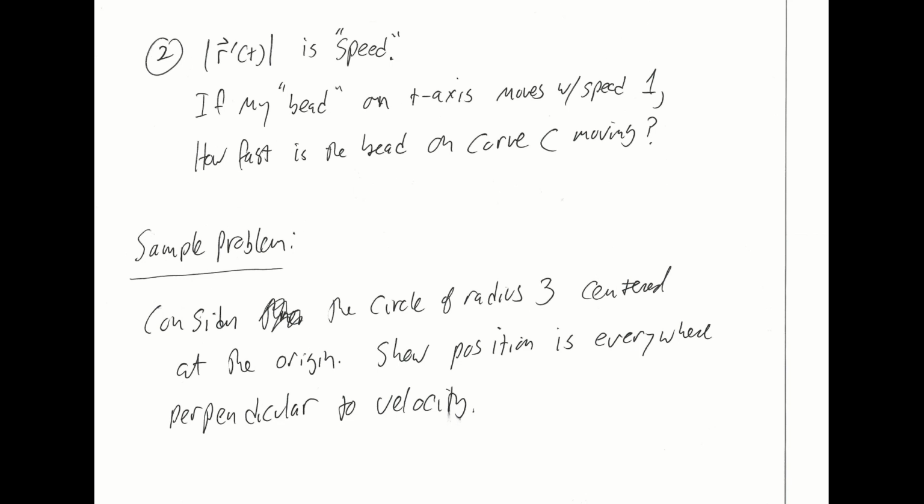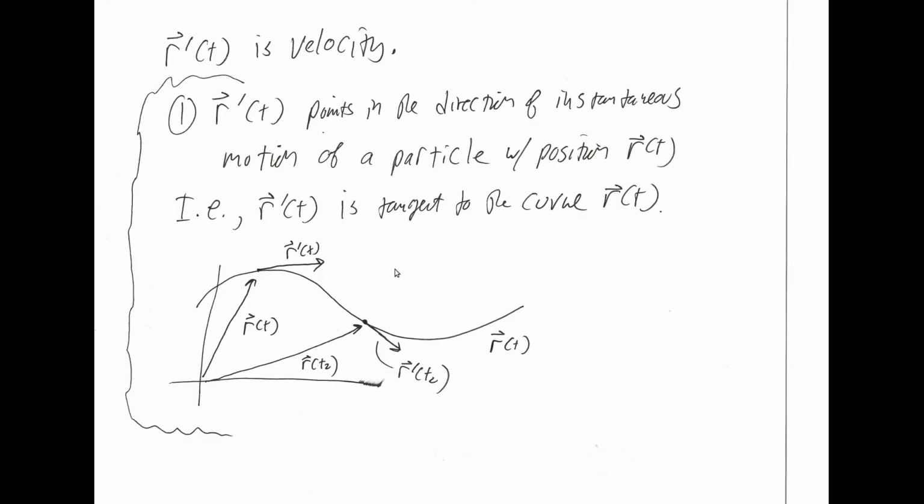So if my bead, quote unquote, on the t-axis is moving with speed 1, how fast is the corresponding bead on the curve C moving? And the answer to that question is given by the magnitude of the derivative. So here on this curve, if I had a parameterization such that the bead whipped along very quickly from left to right, then my tangent vectors, or derivative vectors, would always be tangent to the curve, but they would also be relatively long, which would indicate how quickly the bead is moving as it moves along this curve.